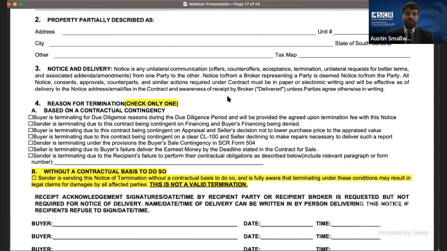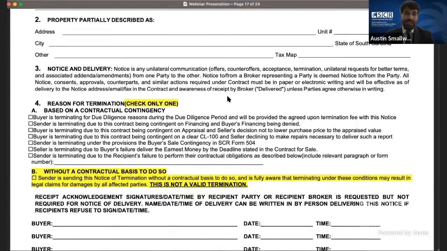The second one is the sender is terminating due to this contract being contingent on financing and the buyer's financing being denied. Under paragraph 7 of the contract, either party has the right to terminate the contract based on financing being denied. That's why that one says sender. The next one is the buyer is terminating due to this contract being contingent on appraisal and the seller's decision not to lower the purchase price to the appraised value. That's as allowed in that first checkbox in paragraph 10. Next one, the buyer is terminating this contract due to being contingent on a clear CO 100 and the seller declining to make the repairs necessary to deliver such a report. That is the option afforded to them in paragraph 11, should they have made that contingent.